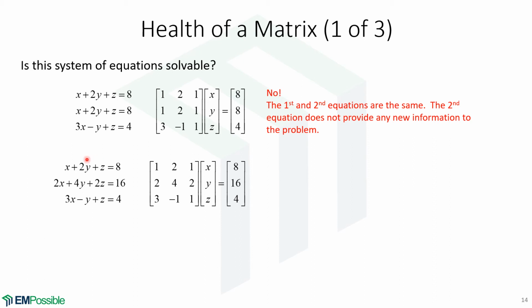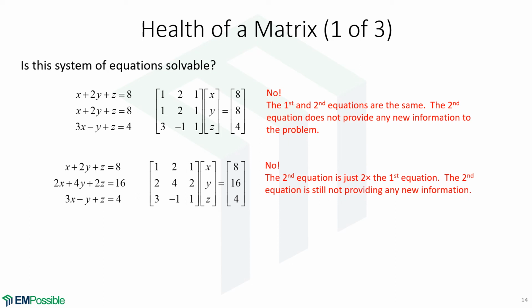And again, I'm writing the algebraic form, and I'm also writing those three equations in matrix form. Is that solvable? Now, maybe it took a bit to realize, but in fact, the second equation is just 2 times the first equation. So the second equation really still is the first equation, and it's not providing any more information. So this is still not solvable exactly.